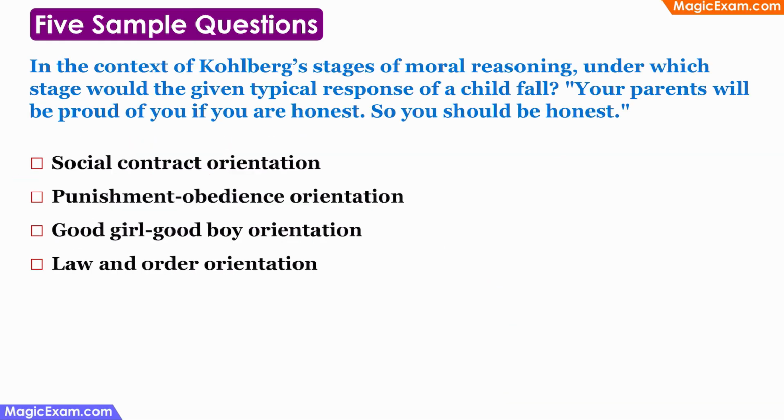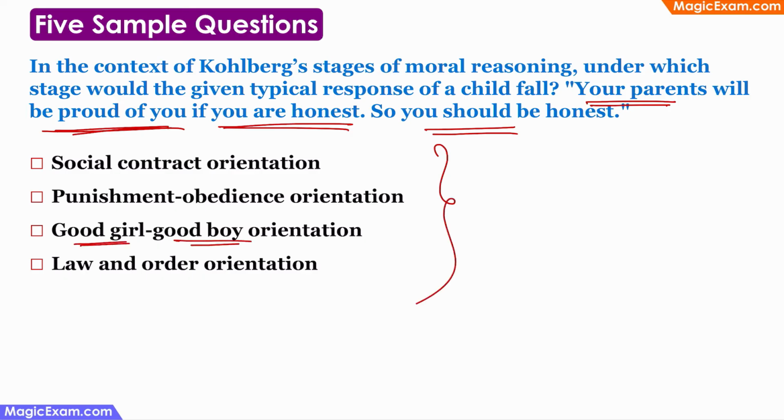In the context of Kohlberg's stages of moral reasoning, under which stage would the typical response of the child fall? That is, your parents will be proud of you if you are honest. So you should be honest. So what is happening here is the child should be honest just because the parents will be happy and they will call him or her a good boy. Therefore, if you look at the options, we are talking about a good girl or a good boy orientation.